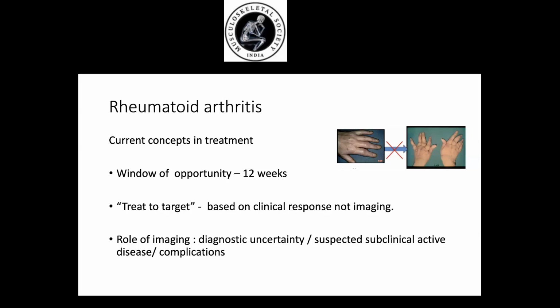So it boils down to the role of imaging being in cases where there is diagnostic uncertainty, suspected subclinical active disease, or complications, which is pretty much like a problem-solving tool. So it would be prudent to mention that subclinical activity can actually keep destroying the joint without overt clinical disease and lead to the complications which we don't want, including the structural changes of erosions and deformities.